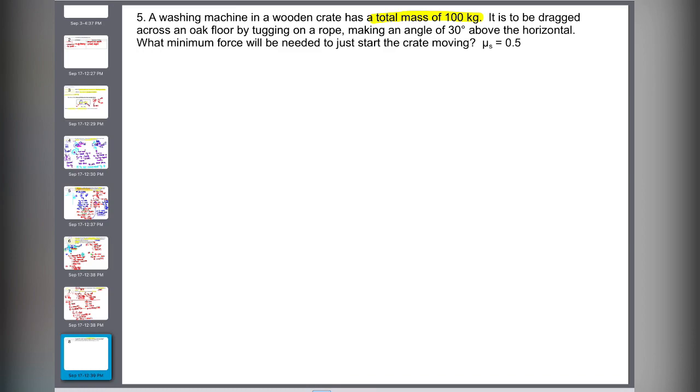A washing machine in a wooden crate has a total mass of 100 kilograms. It is dragged across an oak floor by tugging on a rope. So that means pulling at an angle of 30 degrees above the horizontal. What minimum force so it will just start to move?